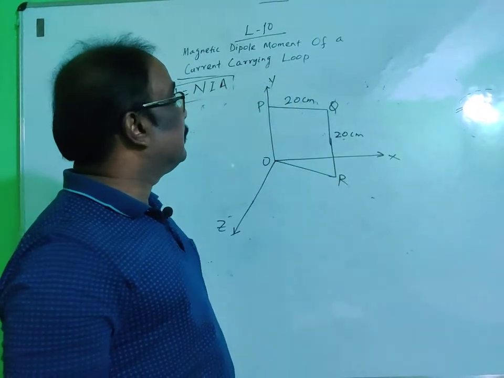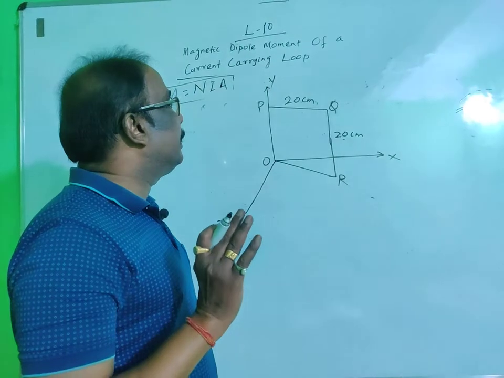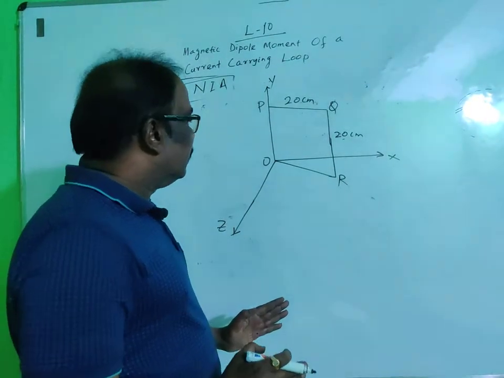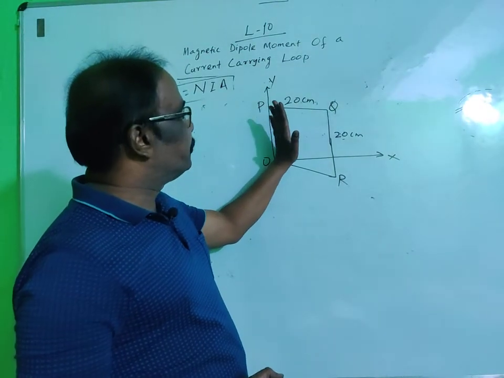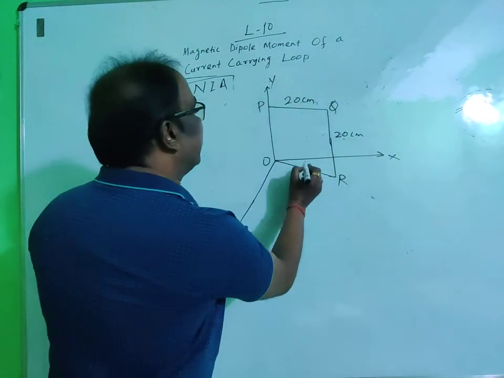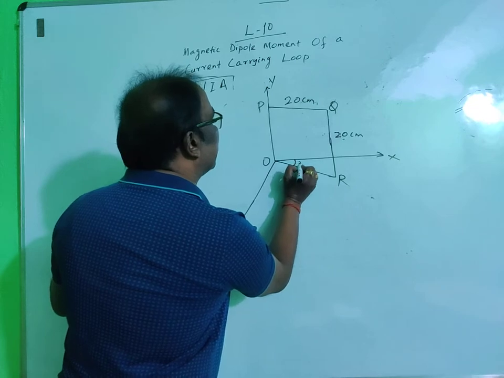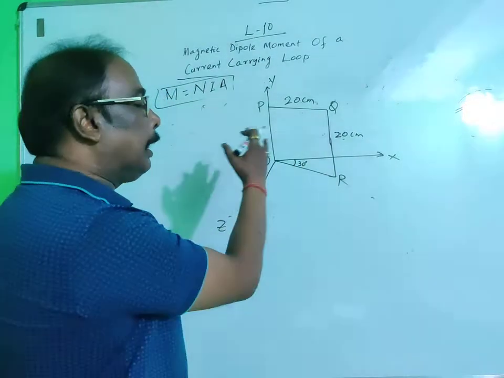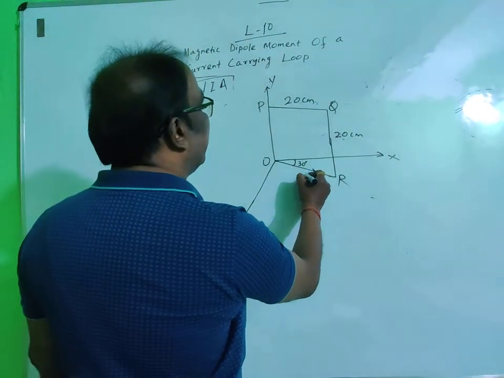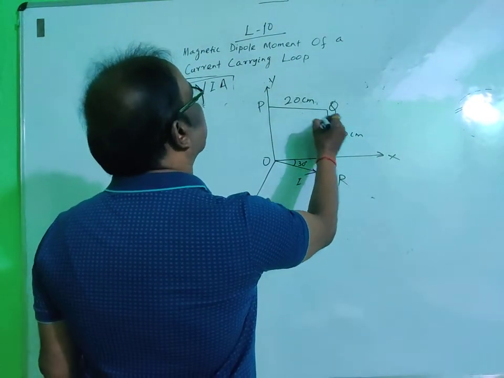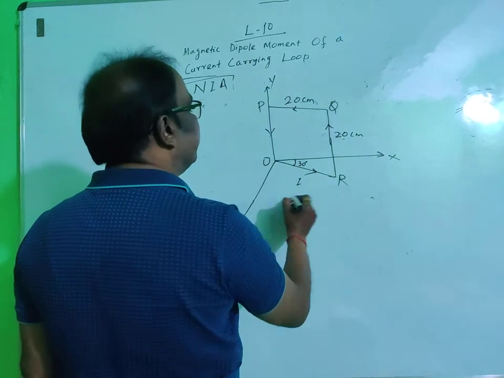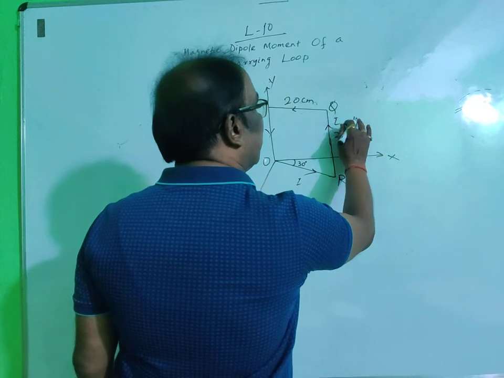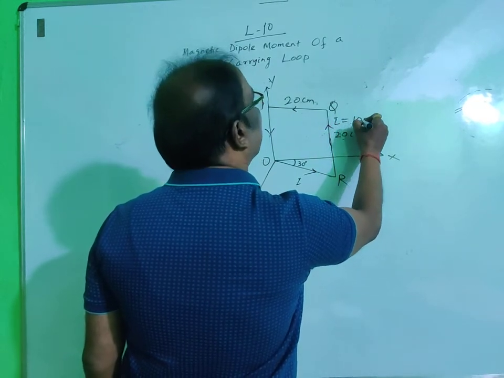It is not on any given plane, meaning not on the XY plane, not on the YZ plane, not on the ZX plane. It is inclined. You may take this angle as 60 degree, 30 degree, or 45 degree. Let this angle be 30 degree. Current is flowing in this coil. The magnitude of current I, you may take 10 ampere.